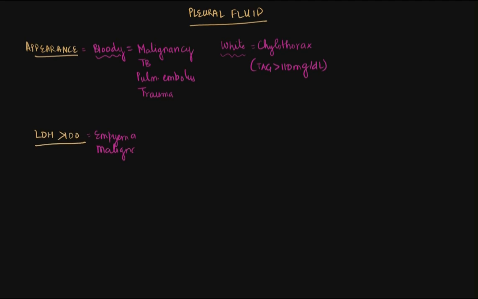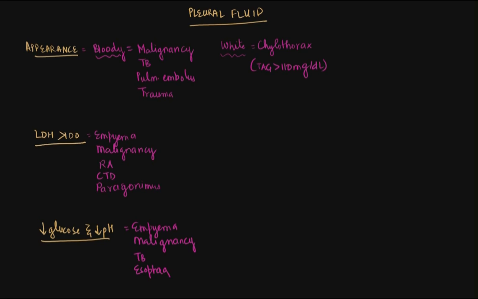If the LDH value is greater than 100, the differentials include empyema, malignancy, rheumatoid arthritis, connective tissue disorders, and Paragonimus westermani infection. For decreased glucose and decreased pH, our differentials include empyema, malignancy, TB, esophageal rupture, or SLE.